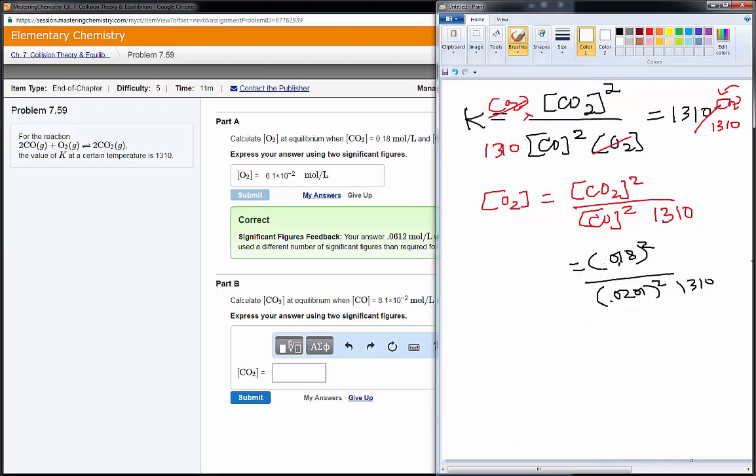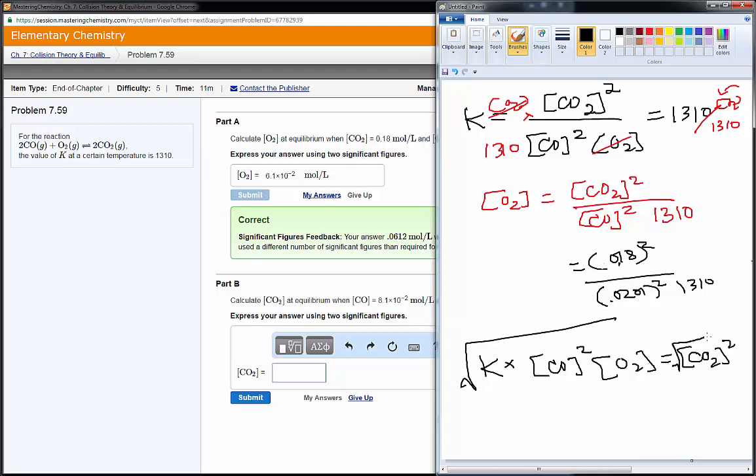I could rearrange this equation for the CO2. In this case, I'm just going to multiply both sides by the CO and the O2. My equation is going to look like this. K times the CO, which is squared, times the O2. That's going to give me the CO2 squared. Ooh, but if they want the CO2, then I'm going to have to take all of that and take the square root, because the square root and the squared are inverses. So that's what's going to get rid of the squared part for me.